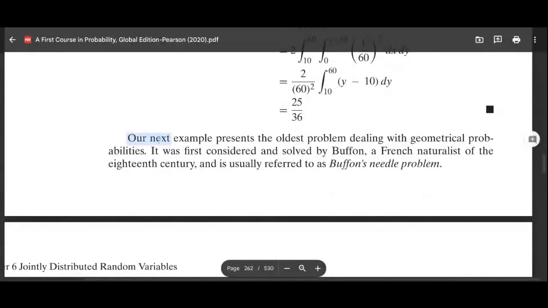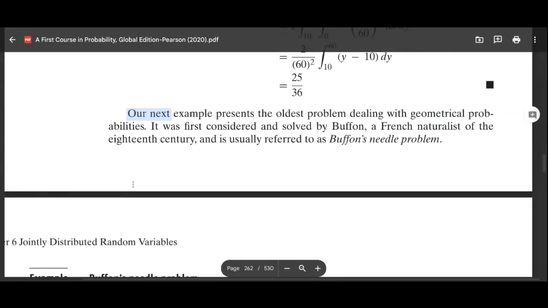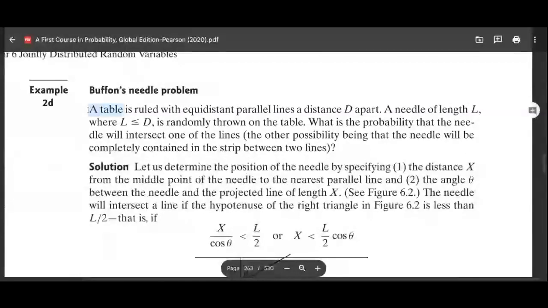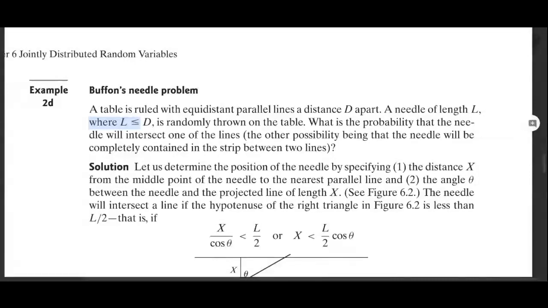Okay, let's see the next example. Our next example presents the oldest problem dealing with geometrical probability. It was first considered and solved by Buffon, a French naturalist of the 18th century, and is usually referred to as Buffon's needle problem. A table is ruled with equidistant parallel lines, a distance d apart. A needle of length L, less than or equal to the distance between the parallel lines, is randomly thrown on the table. What is the probability that the needle will intersect one of the lines?